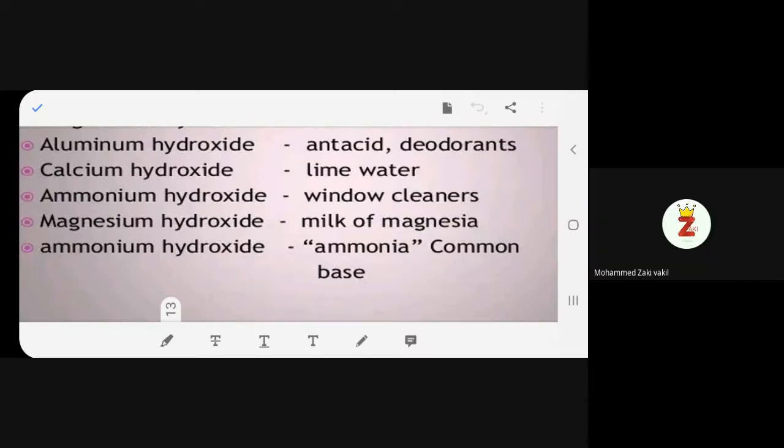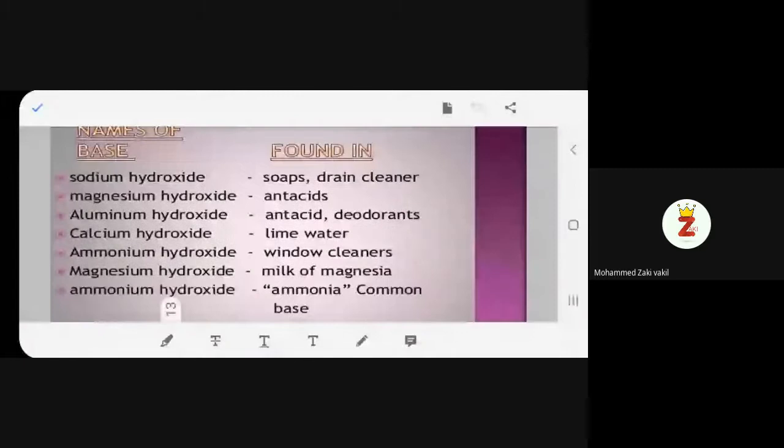Next, ammonium hydroxide, ammonia, a common base. Ammonium hydroxide is named as ammonia, but actually it's not ammonia. It is taken as a common base. Whenever you want to use any base, you will take ammonium hydroxide as a reactant for any type of reaction.